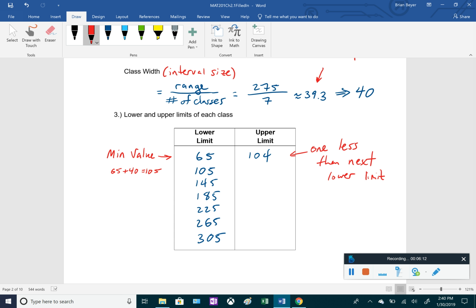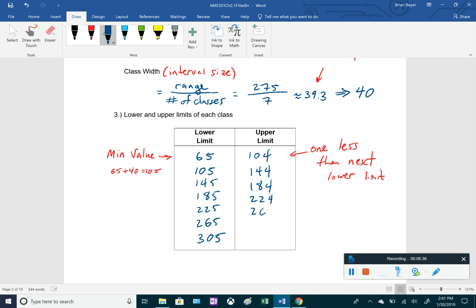Okay, so what we can do is we can keep on going 1 less than the lower limit and say the next one's going to be 144, and then the next one's going to be 184, and so on. Or we can just keep on adding 40. So keep on adding 40. 104 plus 40 is 144. 144 plus 40, 184.